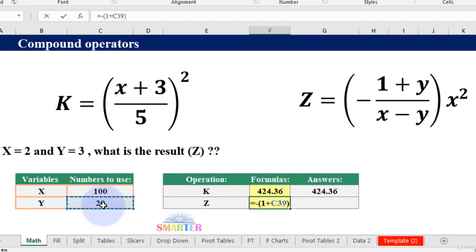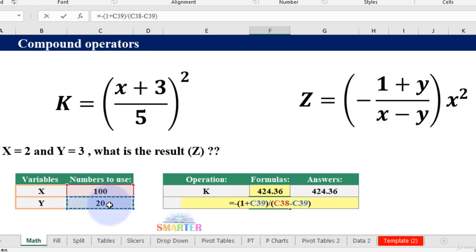And you must open two parentheses to divide the term y plus 1, that is 1 plus y, divided by x minus y. Open two parentheses and write the lower term x, and this is the reference for x, minus y, and this is the reference for y.